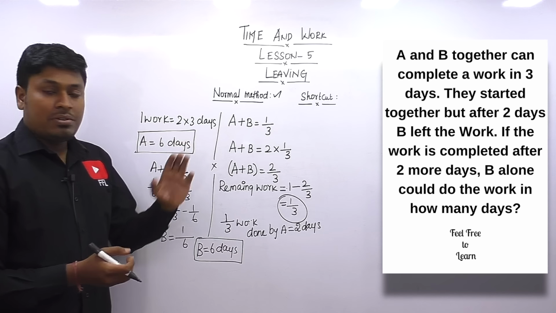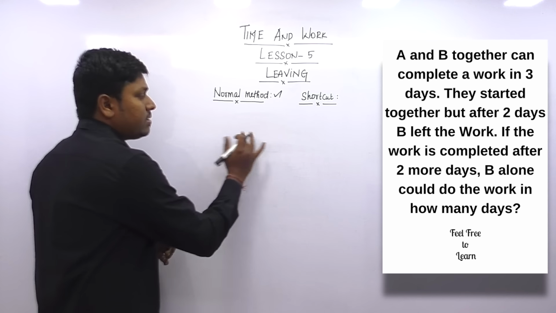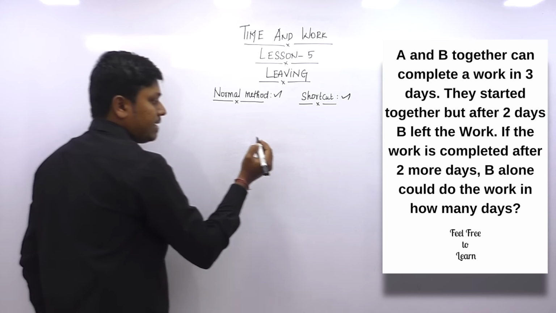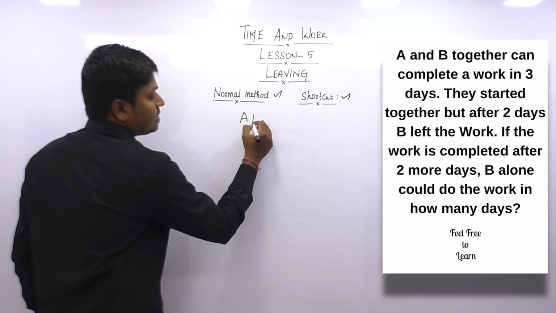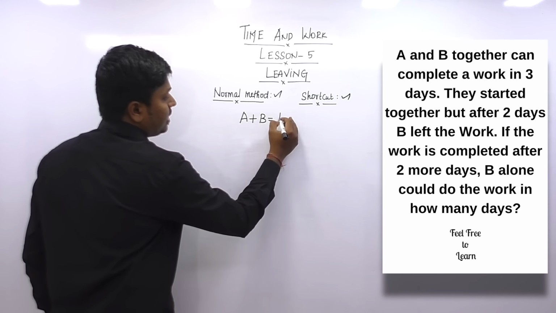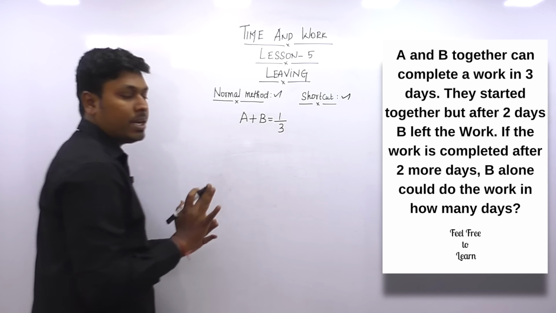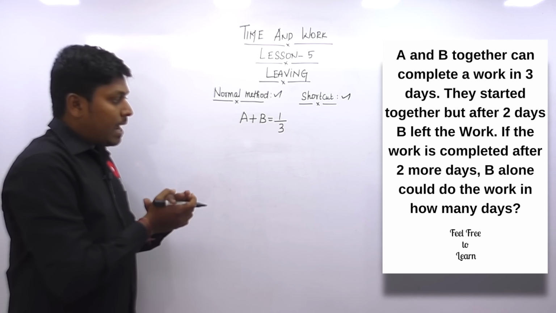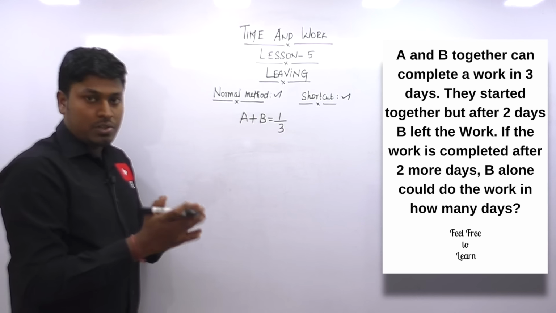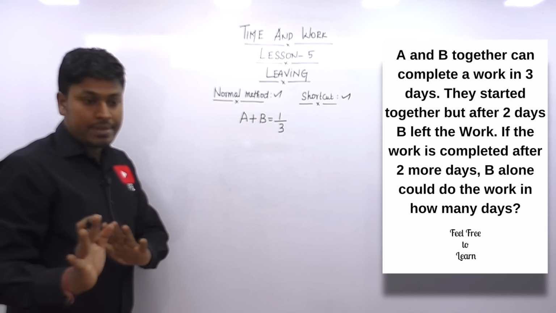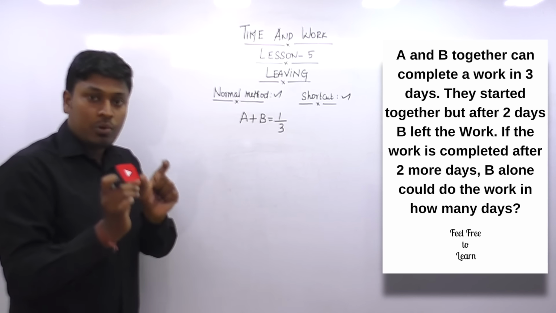So let me move on to the shortcut method now. Let me solve this question by a shortcut method. Listen here. Initially what they have given is that A and B working together take 3 days. So we can say that A and B's one day work will be 1 by 3. And now they started the work together. After 2 days B left. First day and second day both of them are working.